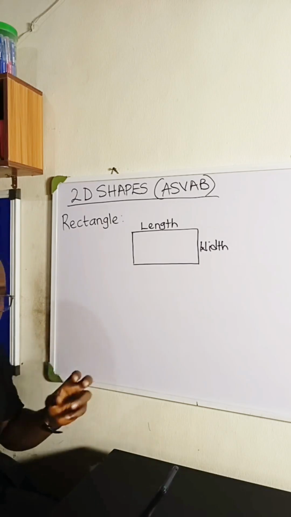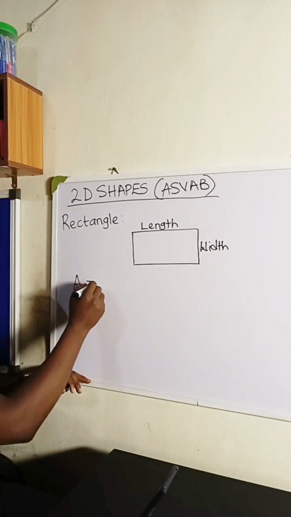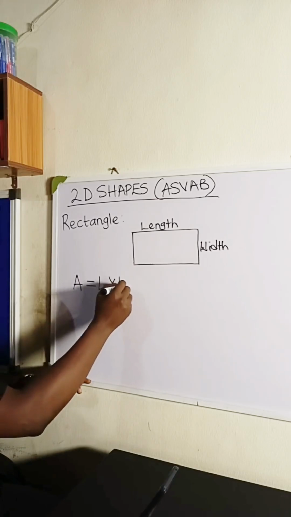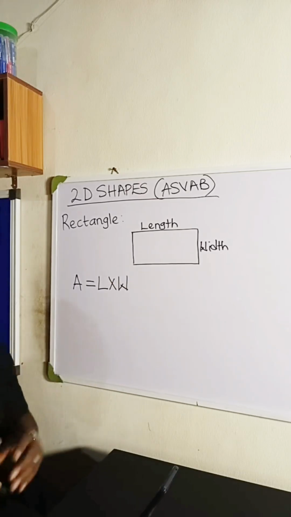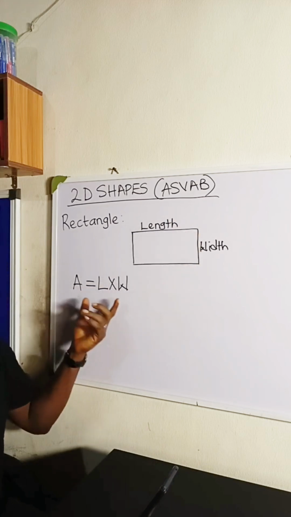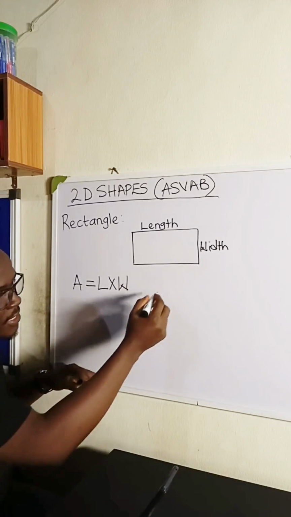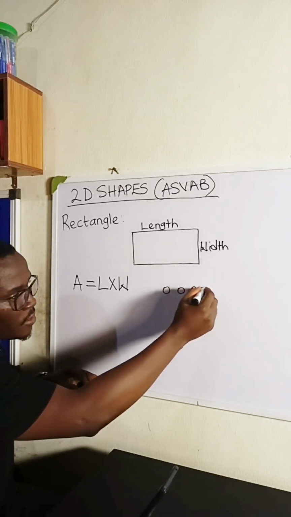How do we calculate the area of a rectangle? The formula for area of the rectangle is equal to length multiplied by width. So once you multiply the length of the rectangle and the width of the rectangle, you get the area of the rectangle. How do we know that that is correct? Let's see a situation where you have some students.